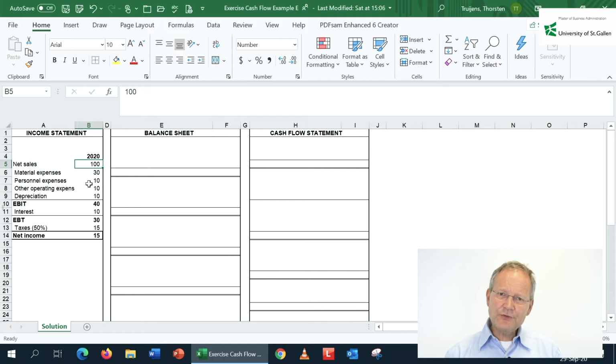So what we need to do now is to go through line by line by line and ask ourselves, is this line a cash in? Is it a cash out? Or is it not relevant for cash? So let's start off with the first line, net sales. Go back to your accounting course. What is net sales, or the revenues of a business? I hope we can agree. Net sales is not a cash in.